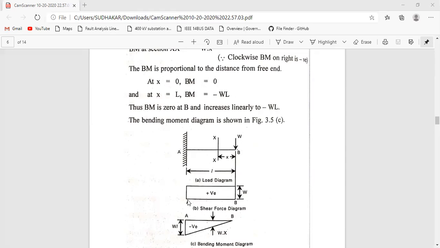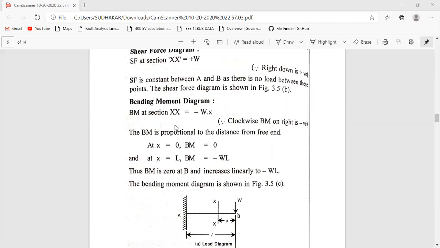Just have a look at this one. We have a baseline, and over it the line rises to some height W. How much is W? It is equal to W here. After that, we have a constant value up to the fixed end. Why? Because there is no point load between these two points. This is the shear force diagram, and this is positive.